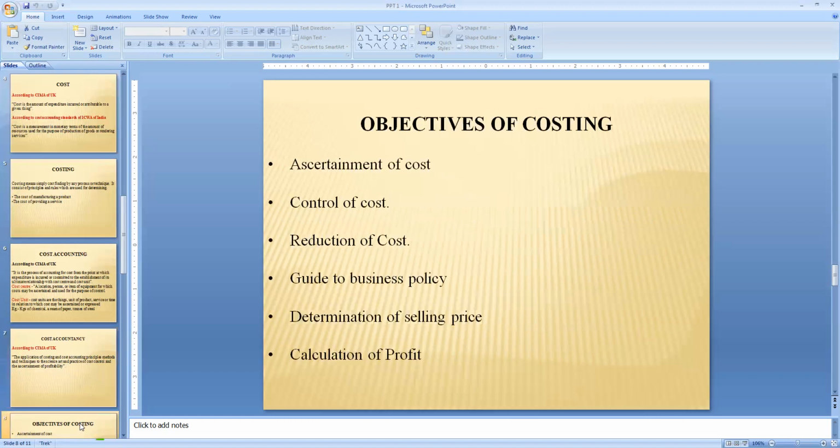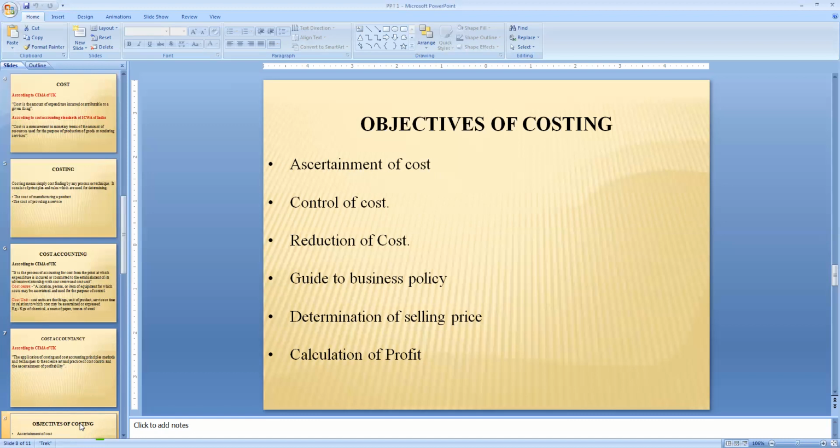Let us see what the objectives of costing are. The main objectives of costing have been classified here. The first objective is the ascertainment of cost. What do you mean by ascertainment of cost? This is one of the primary objectives of cost accounting. For cost ascertainment, different techniques and systems of costing are used under different circumstances.